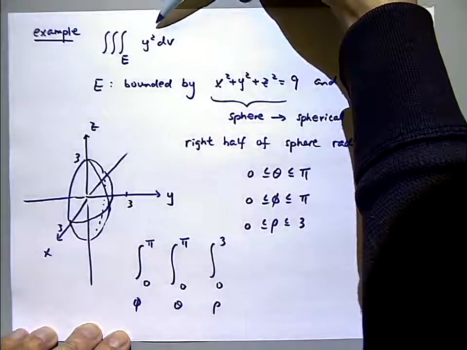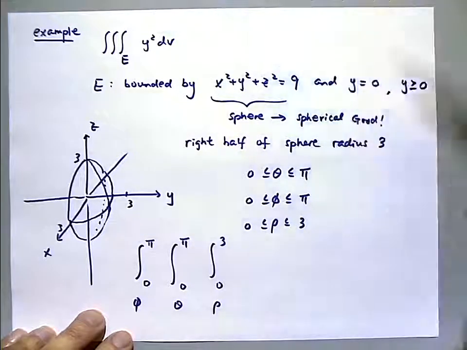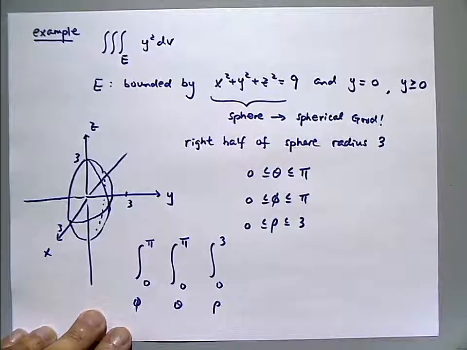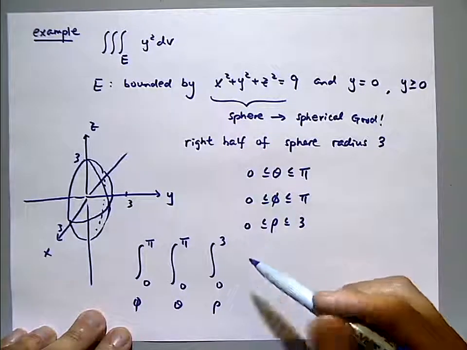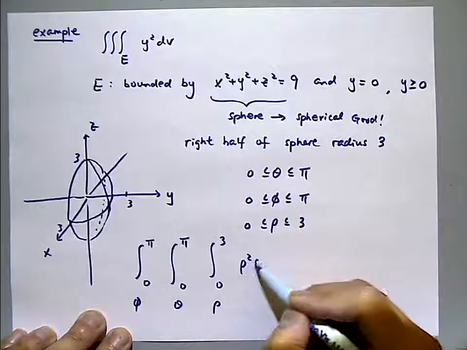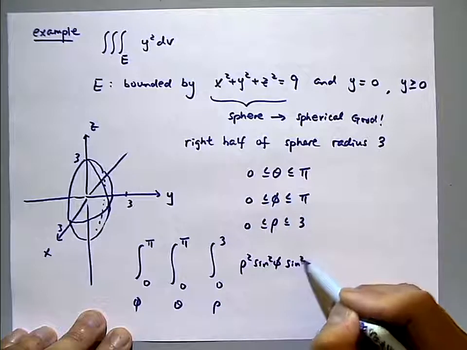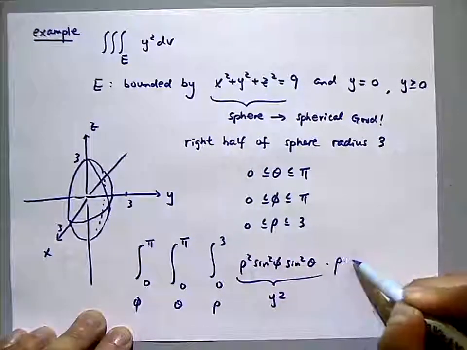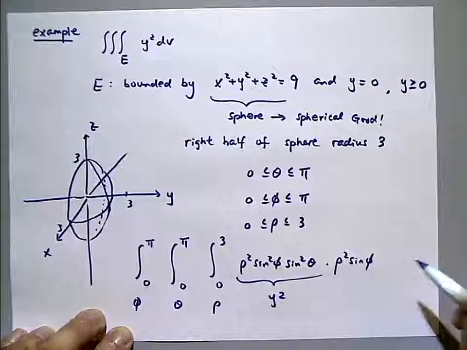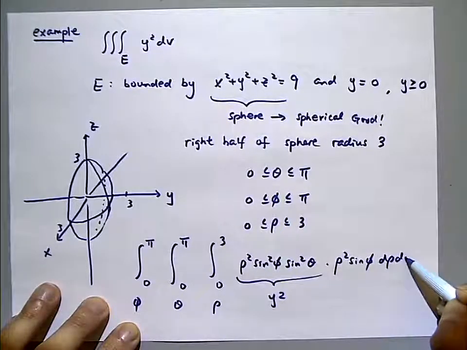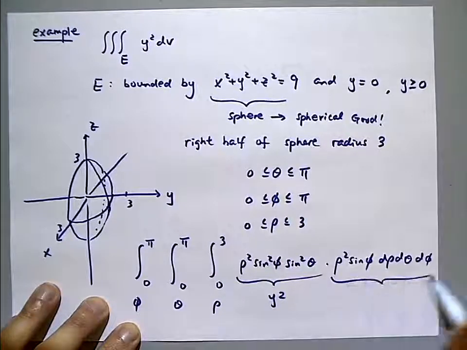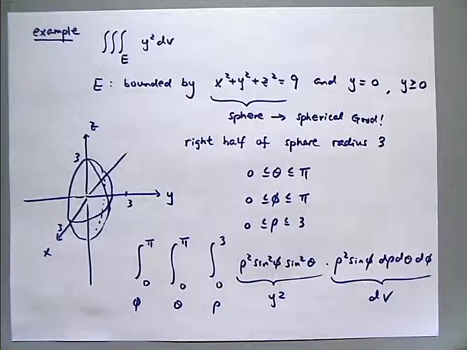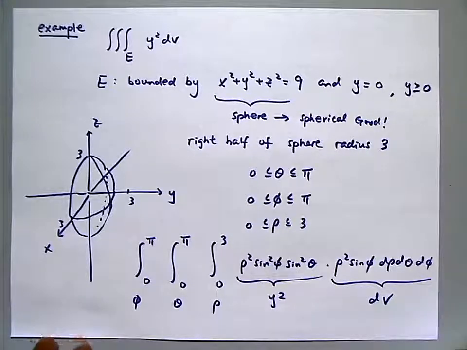What's y squared in spherical? What's y in spherical? Rho sine phi sine theta. So the square of that is rho squared sine squared phi sine squared theta. That's our y squared. And then dv, we get another rho squared sine phi d rho d theta d phi. Okay, it looks like there's a lot of stuff here, but actually the integration is not terribly difficult to do, in spherical at least, because the bounds are all constant.